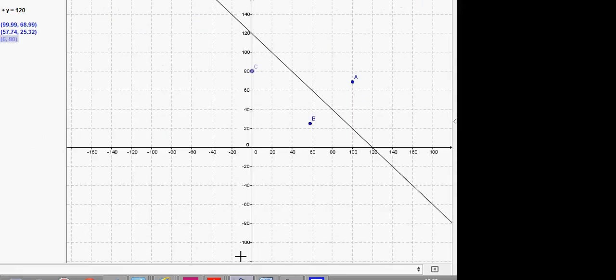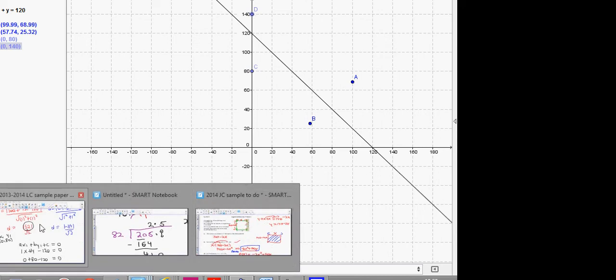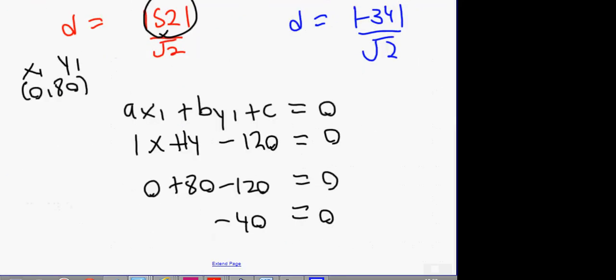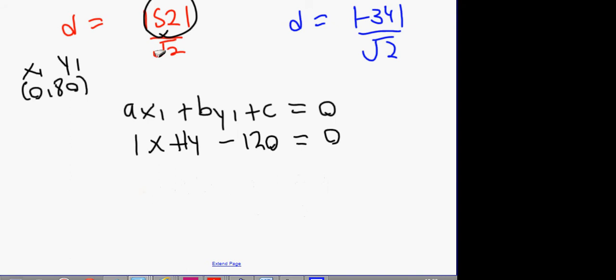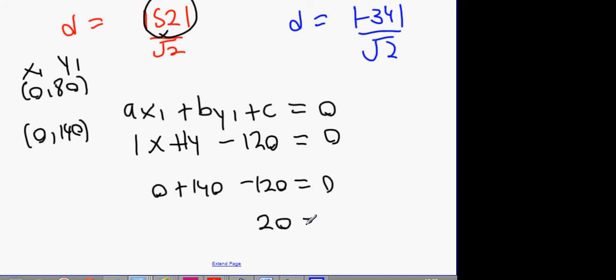To hammer the point home, we're just going to go for one more. We'll make it easy. 0, 140. Expecting it to be positive. Let's verify that now. Okay, same deal again. 0, 140, right? Okay, and we get 0 plus 140 minus 120. This time it's 20. Now 20 is not equal to 0, but it's bigger than 0. That means you're above the line.